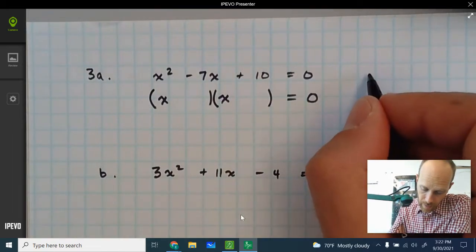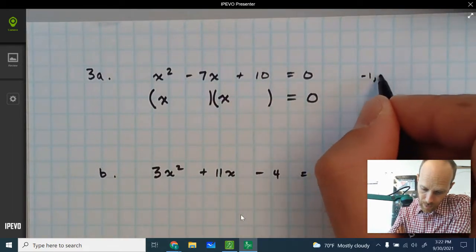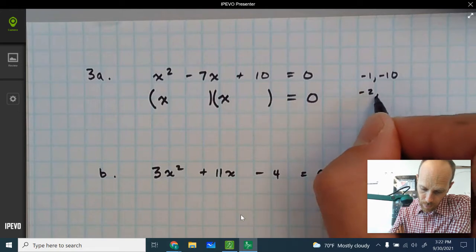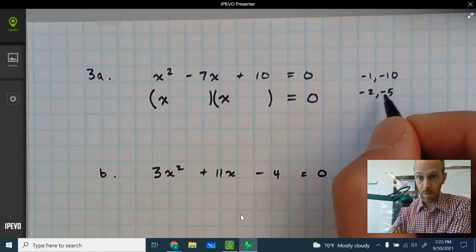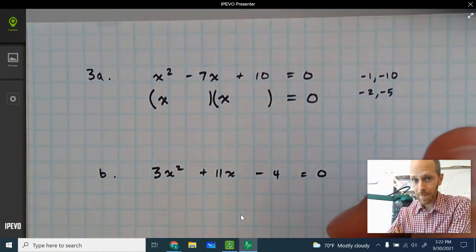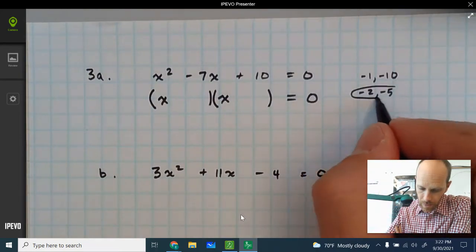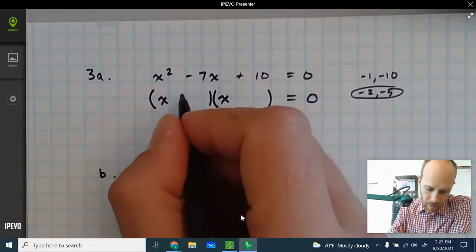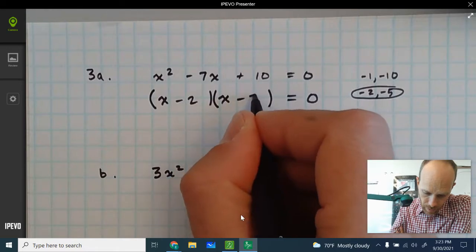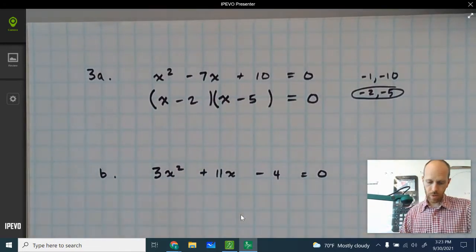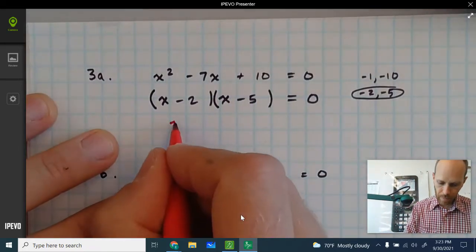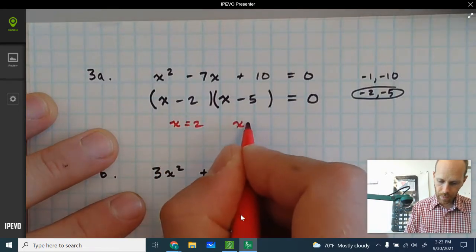So I'm thinking that our only options are negative 1 and negative 10, or negative 2 and negative 5, because those are the only two pairs that will give us positive 10. Notice that this is the pair that adds up to negative 7. So negative 2 here, negative 5 here, and our solutions are going to be x equals 2, x equals 5.